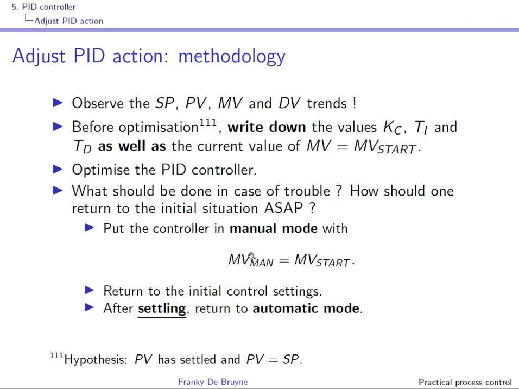And then while waiting, you can return to the initial control settings. And after settling, this is important, when PV has returned to its value that you had before optimization, you can return to automatic mode. So you can see that when you start adjusting a PID control loop, you have to take some precautions and you have to be ready to deal with potential problems.